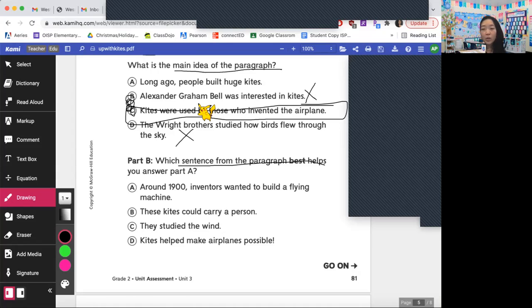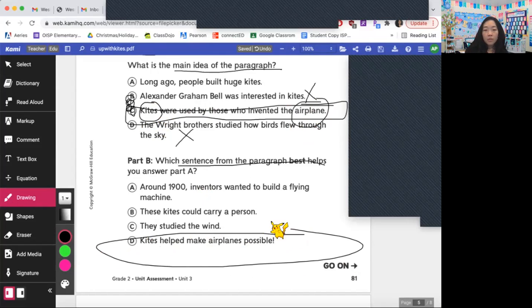I'm gonna tell you a clue. You're looking for similar words with kites and airplanes. Which of those has both kites and airplanes? Kites helped make airplanes. Very good. Kites helped make airplanes possible.